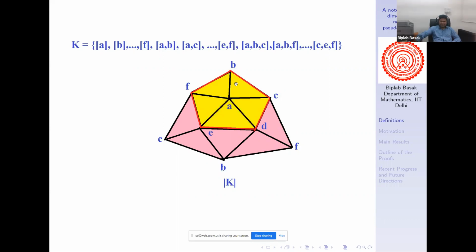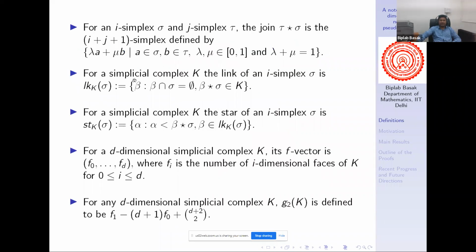So therefore, this edge is in the link of A. And similarly, you can see that all of the red colored edges are in the link of A. So therefore, the link of A is a simplicial complex, which is nothing but this red colored pentagon. This way we defined the simplicial link of any simplex. Okay, and this is also a simplicial complex.